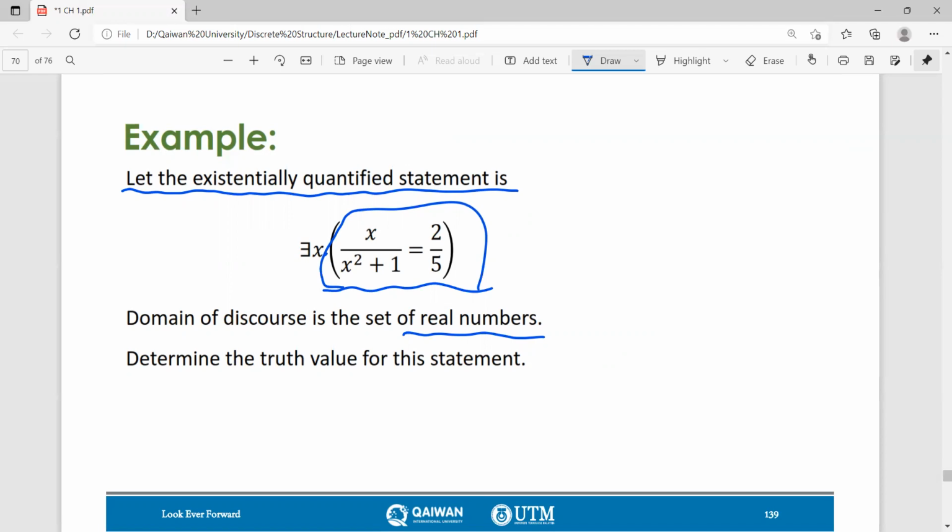We say the statement is true if you could find at least one point in the real numbers such that we get x over x squared plus 1 equals 2 over 5. Let's check. Here we have x over x squared plus 1.